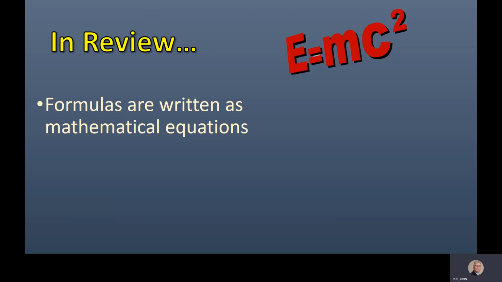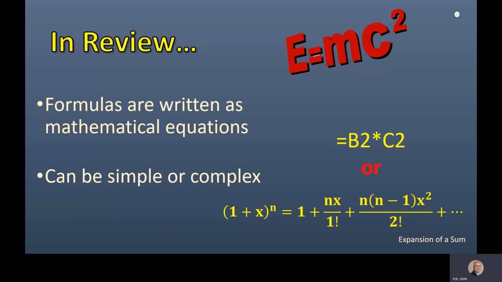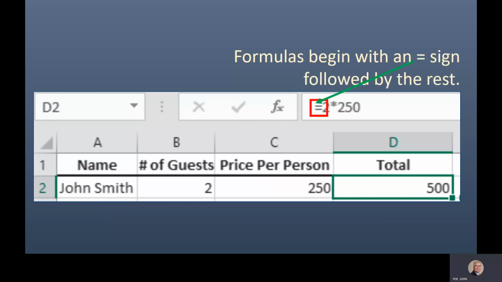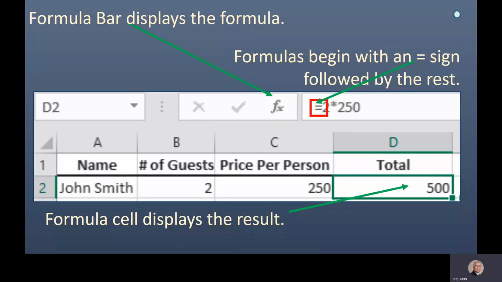Review: formulas are written as mathematical equations. E equals MC squared is one example. But in Excel, you usually start a formula with an equal sign. It could be something very simple or something much more complex. When you're typing the formula in a cell, the formula itself will be in the formula bar. The answer of any formula or calculation will depend on the specific cell that it goes into.